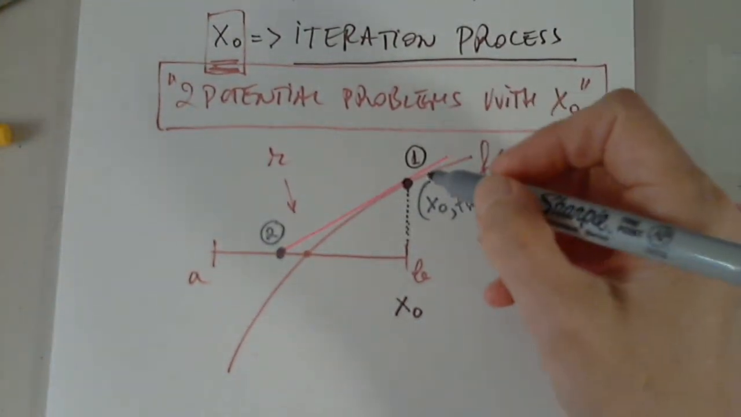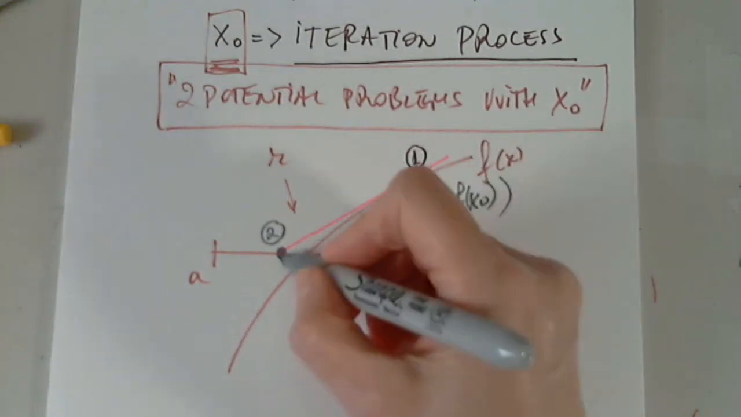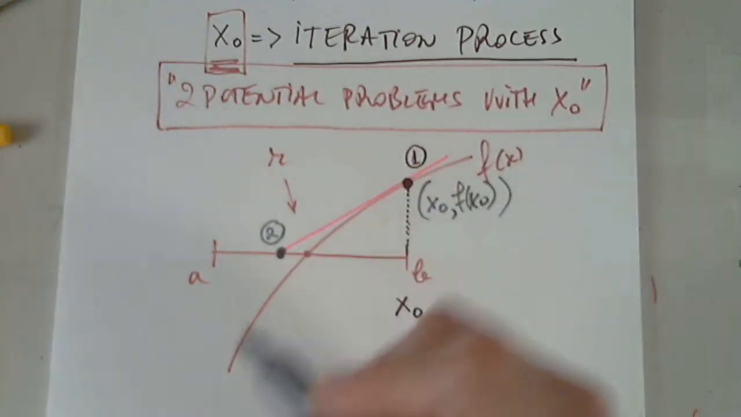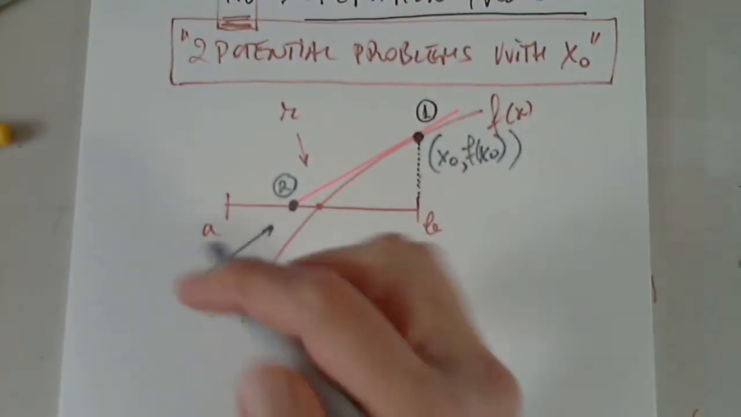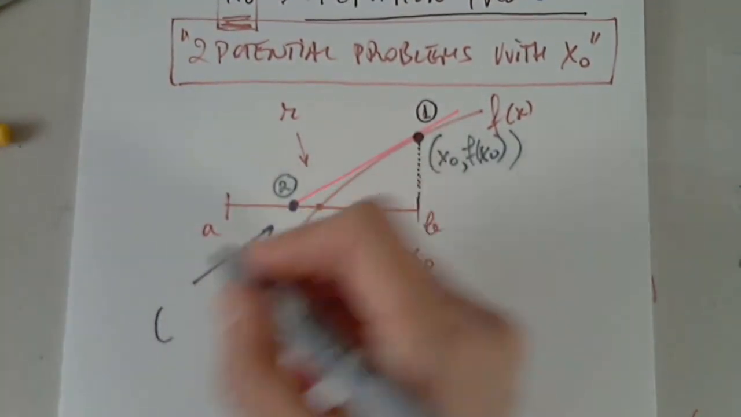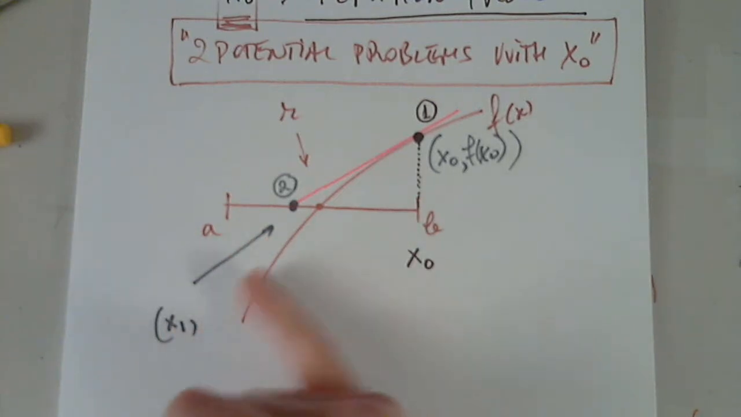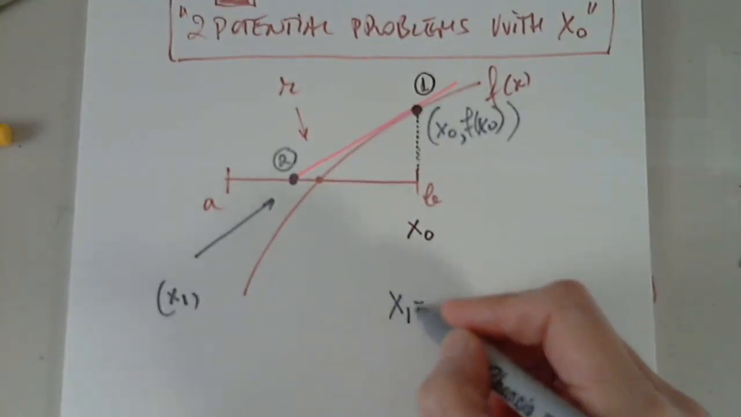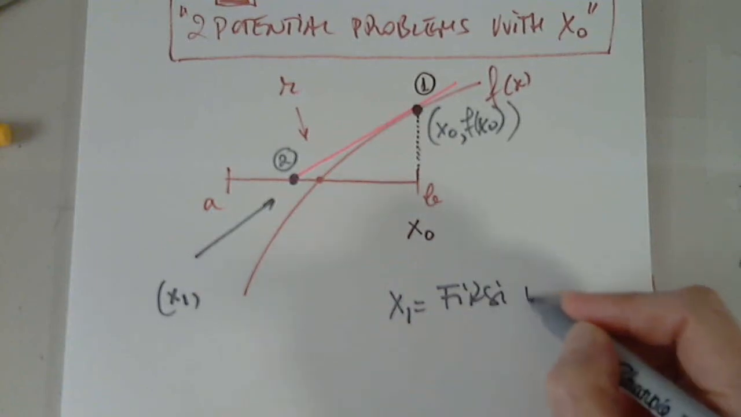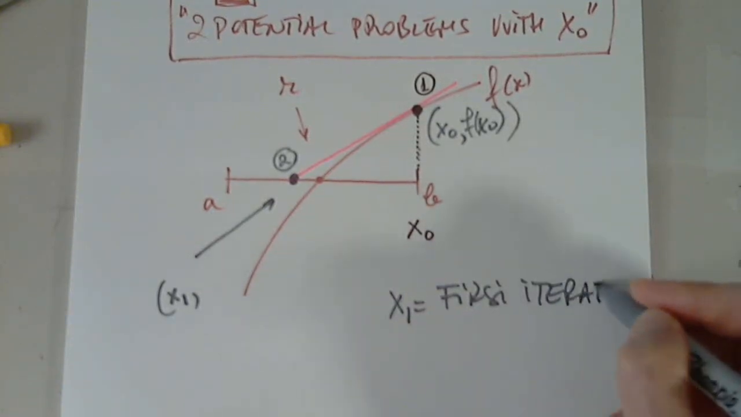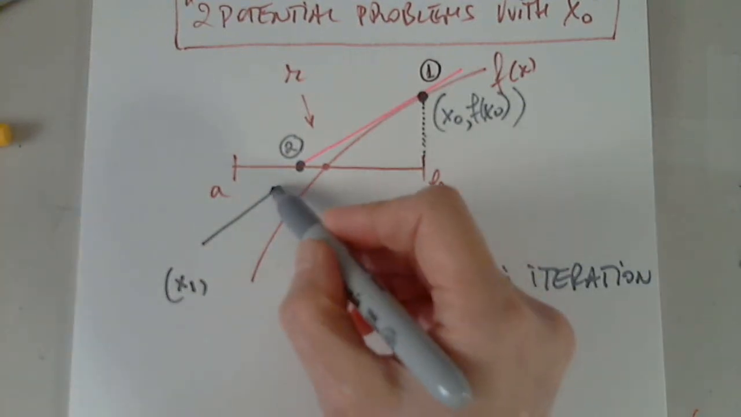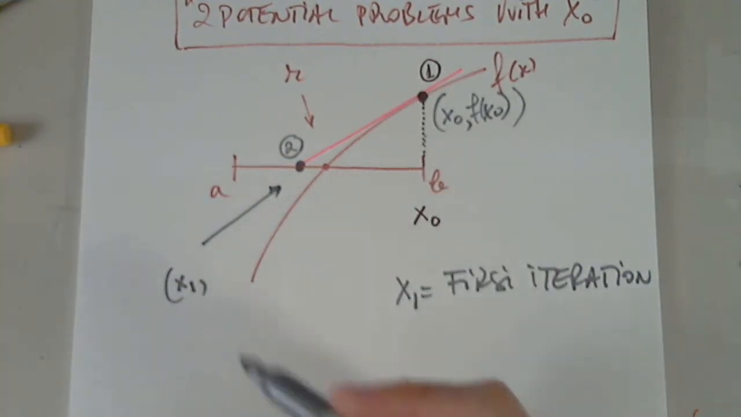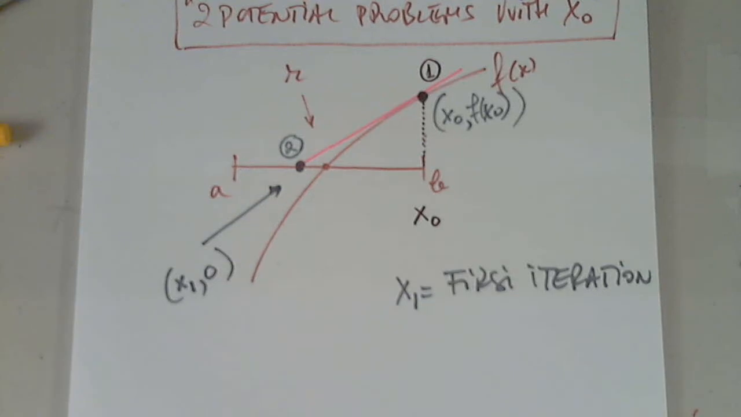Good. Now, this point, point 2. Can anyone give us the coordinates of point 2? I'm going to give you x. The x at this point is called x sub 1. X sub 1 is the first iteration. But I would like you to give me the y coordinate of point 2. 0, of course. Thank you very much. It's on the x-axis. Good.